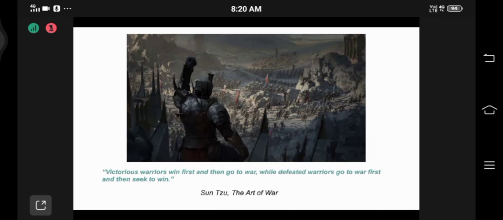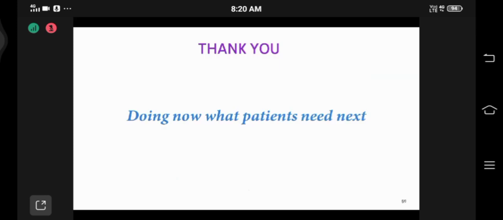So this is the last couple of slides. As we can see here, victorious warriors win first and then go to war, while defeated warriors go to war first and then seek to win. So having all the information about our primary enemy, which is cancer, in our clinic, and then going to war with it, increases our chances of being victorious many folds.